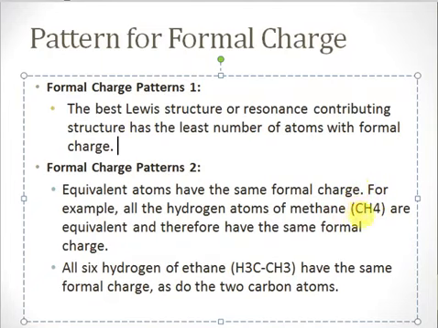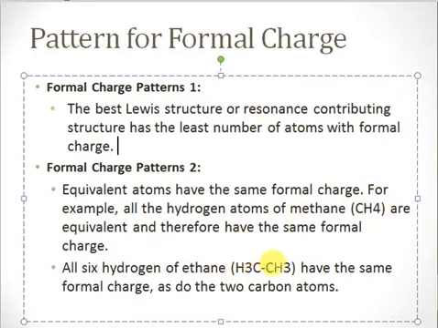It means that if one of the hydrogens has a 0 formal charge, then all of these 4 hydrogens will have the same charge, that will be 0. Right? So we say these 4 hydrogens are equivalent, they are the same. So all atoms that are bonded to the same atom have the same formal charge, so you don't need to calculate formal charge for separate hydrogen atoms.